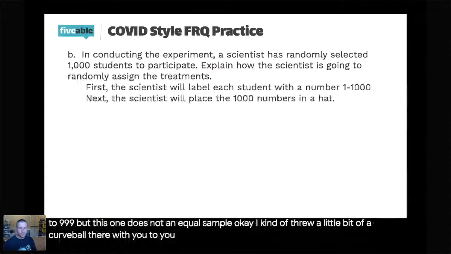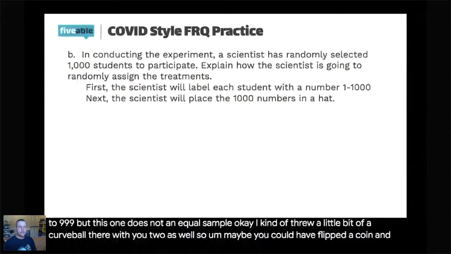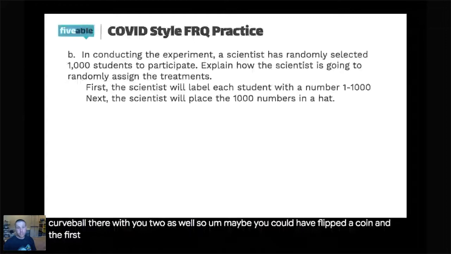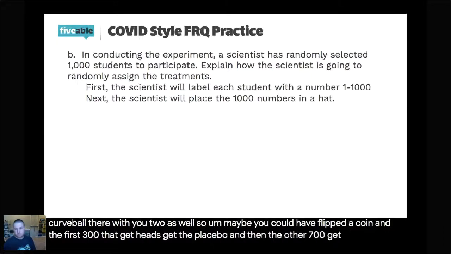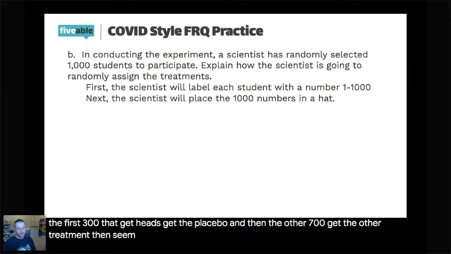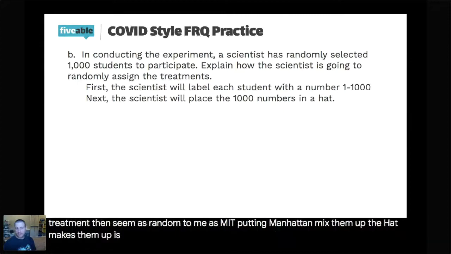So maybe you could have flipped a coin, and you could have said the first 300 that get heads get the placebo, and then the other 700 get the other treatment. Doesn't seem as random to me as putting them in a hat and mixing them up. The hat mix them up is always the method I've went with. You also could have used a random number table.